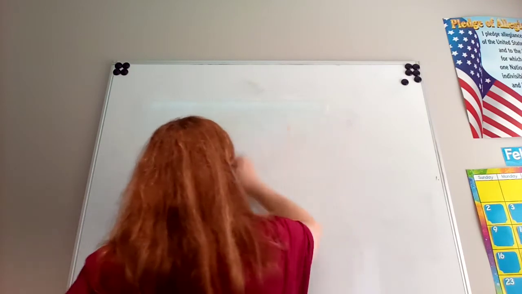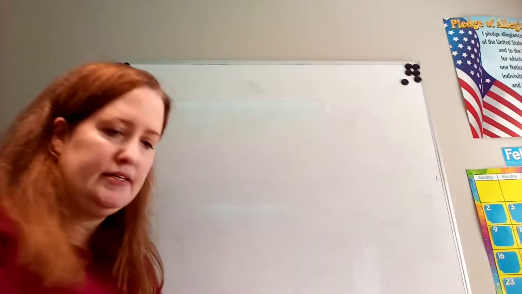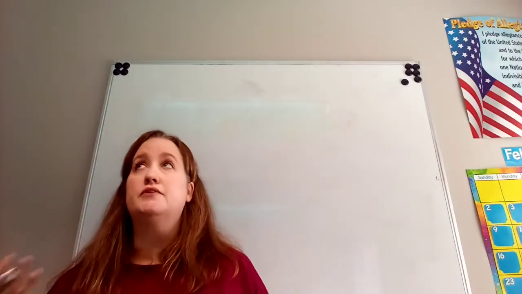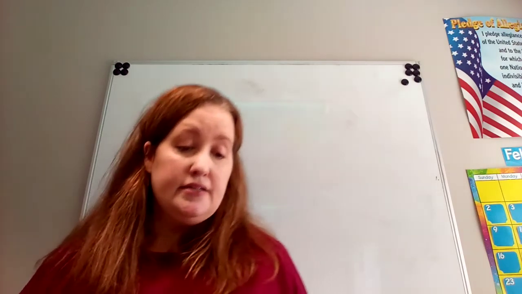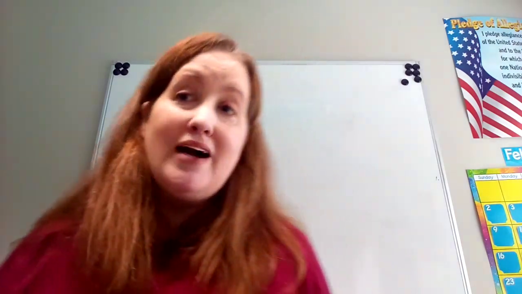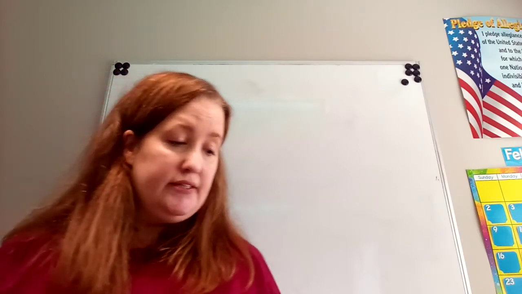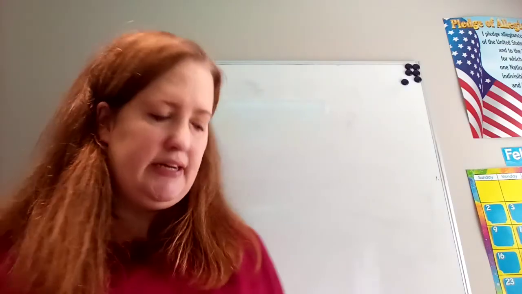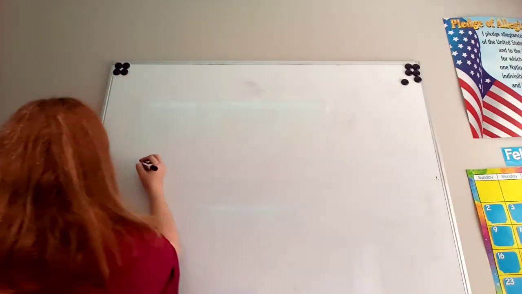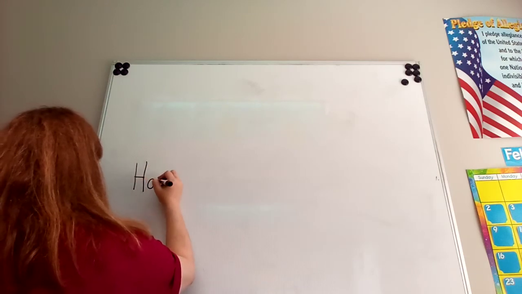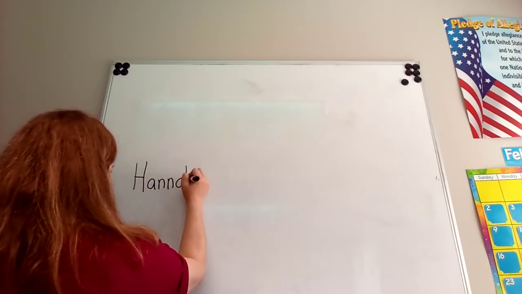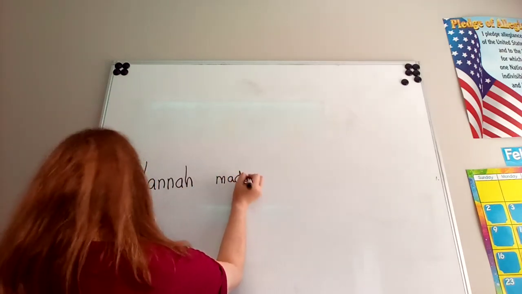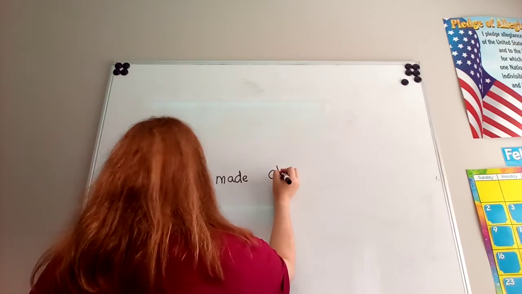And there are a couple of ways that you can use commas in sentences. The first use of a comma is by separating 3 or more items in a series. So I'll give an example on the board. Hannah made cookies, but we're going to put what kind. Hannah made chocolate chip cookies.